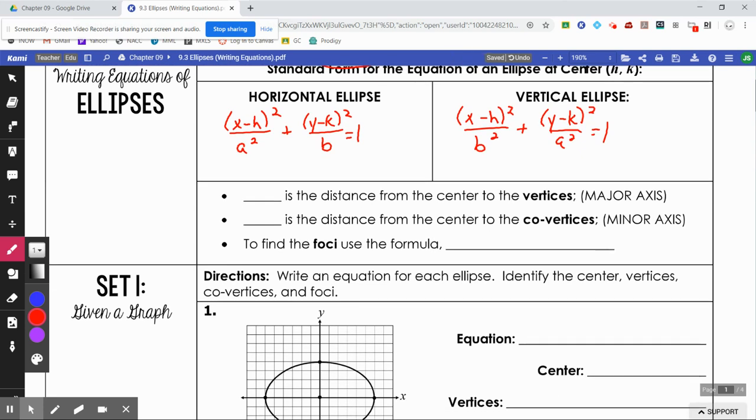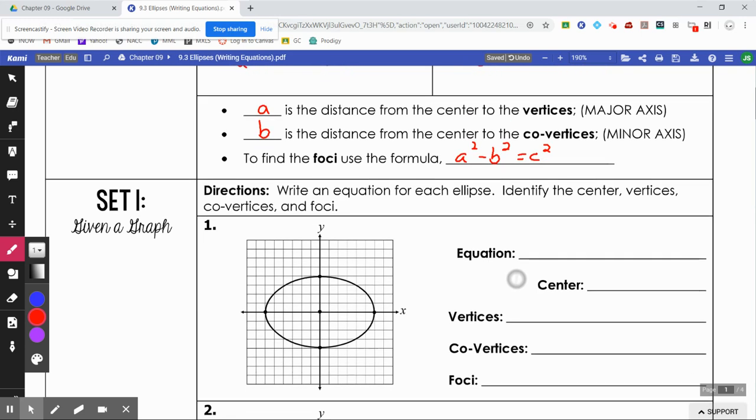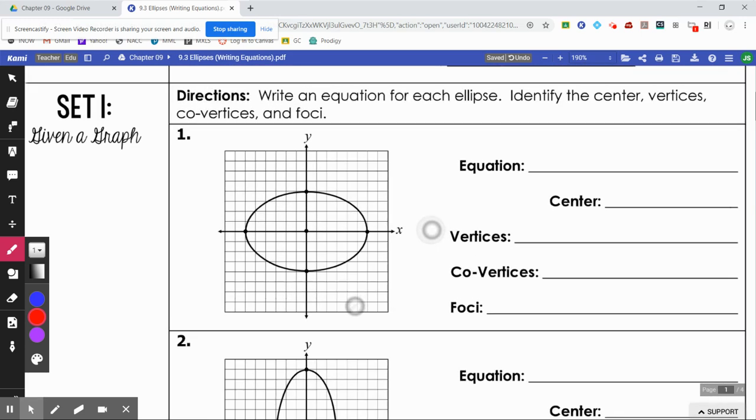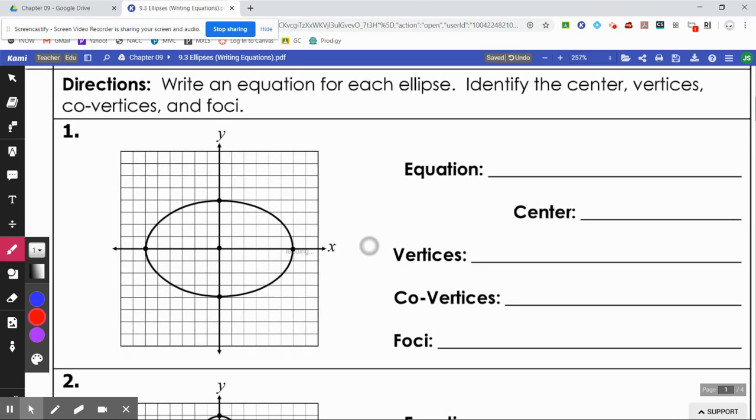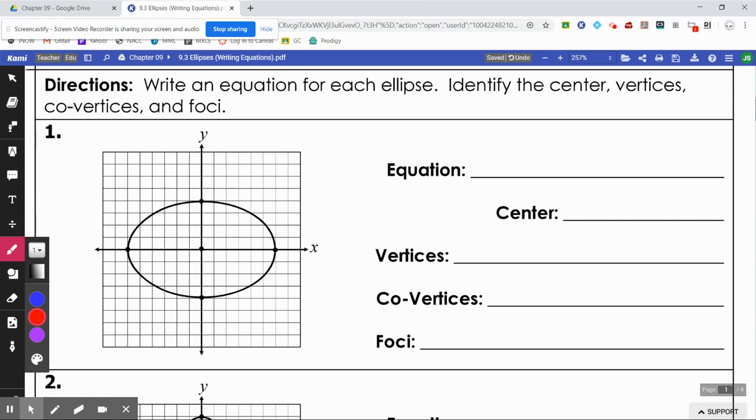The distance from the center to the vertices on the major axis, that would be the a value. b is the distance from the center to the co-vertices on the minor axis. And to find the foci, we're going to use this formula: a squared minus b squared is equal to c squared. Remember that a is bigger than b, because if b was the bigger value, this would give you a negative c squared, which would deal with imaginary complex numbers. That doesn't happen. So set number 1 says write the equation of the ellipse, identify the center, vertices, co-vertices, and foci. We can do it in any order you want to.